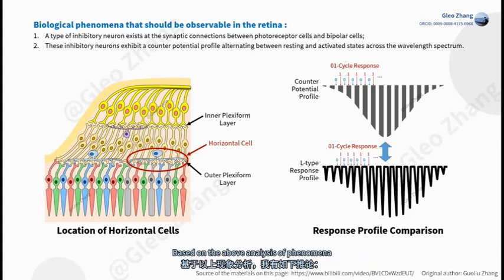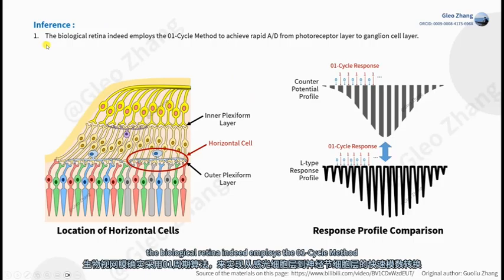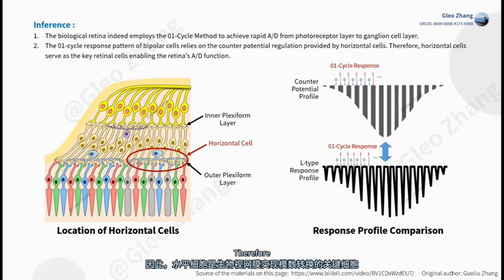Based on the above analysis of phenomena, I've drawn the following conclusions. First, the biological retina indeed employs the Z1 circle method to achieve rapid analog to digital conversion from the photoreceptor layer to the ganglion cell layer. Second, the Z1 circle response pattern of bipolar cells relies on the counterpotential regulation provided by horizontal cells. Therefore, horizontal cells serve as the key retinal cells enabling the retina's analog to digital conversion function.